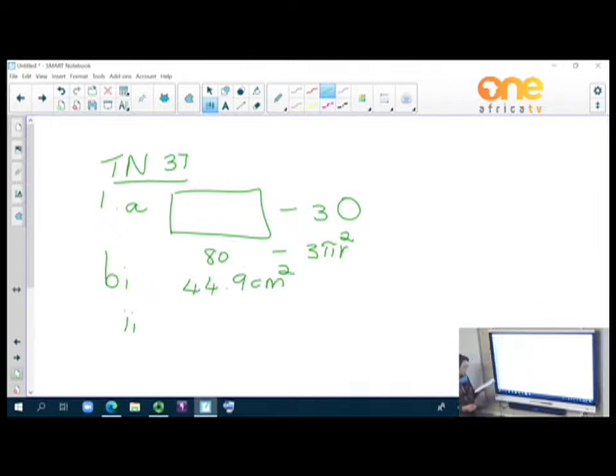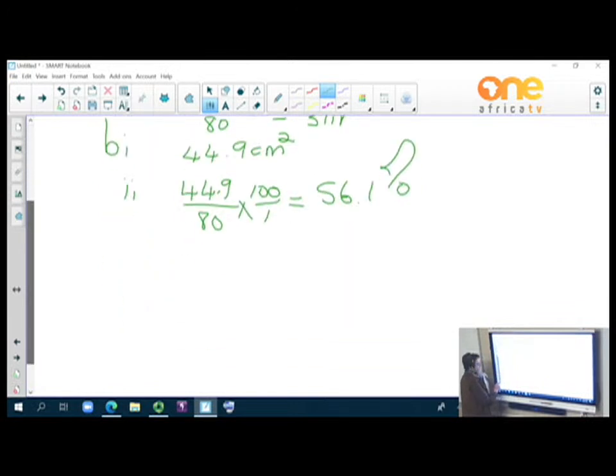Number 2, the shaded area is a percentage of the total area. So again, very easy, 44.9. What was the total area? 80 times 100 over 1. So that's how we get the percentage. I rounded off there.